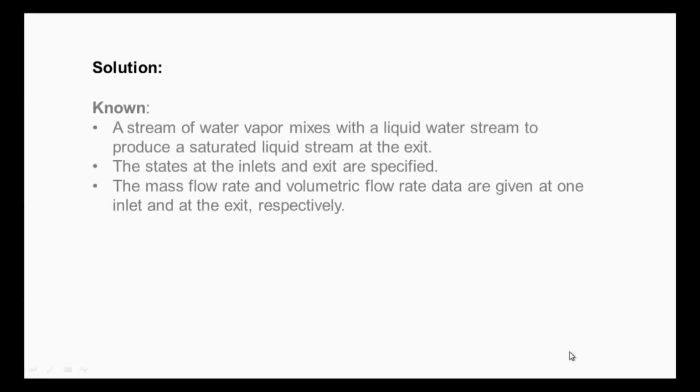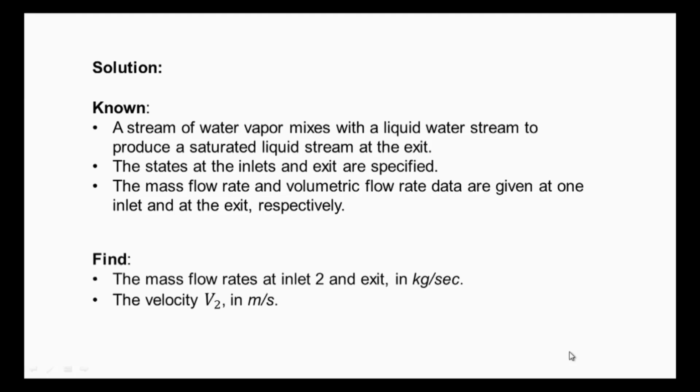Let's start to develop the solution. The first thing we need to do is to summarize what is known. This is essentially the same information we highlighted in red in our critical read of the problem statement in a more compact bulleted list form. A stream of water vapor mixes with a liquid water stream to produce a saturated liquid stream at the exit. The state at the inlets and the exit are specified. The mass flow rate and volumetric flow rate data are given at one inlet and at the exit, respectively.